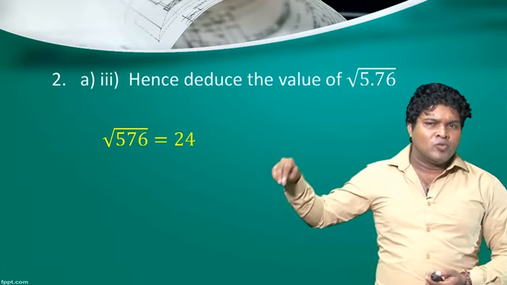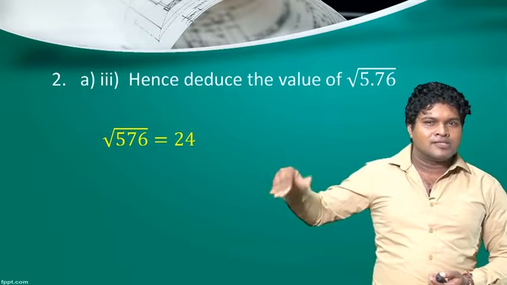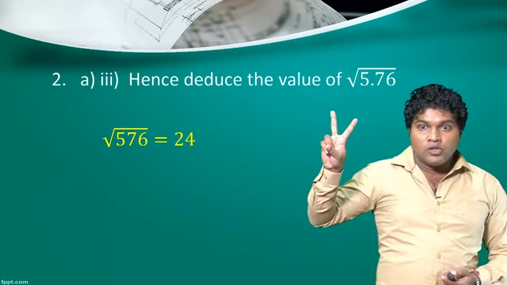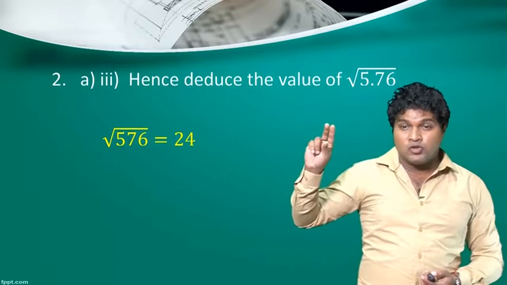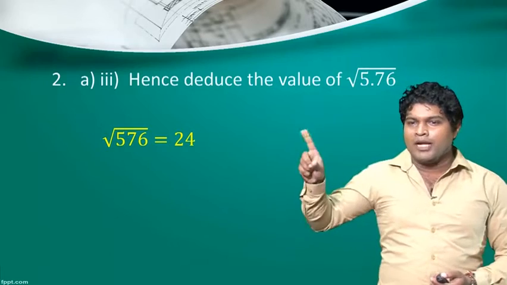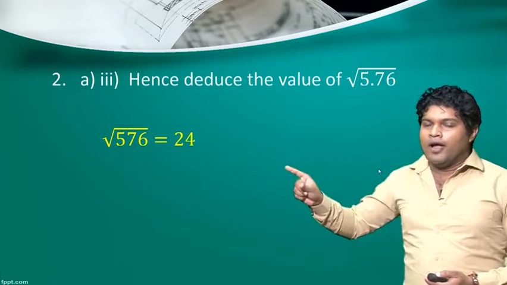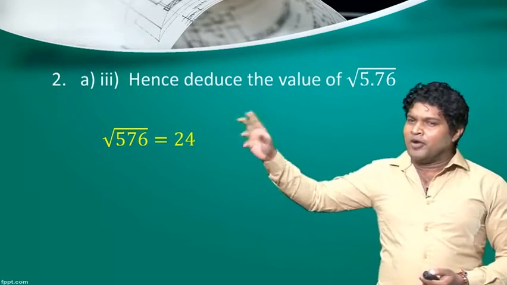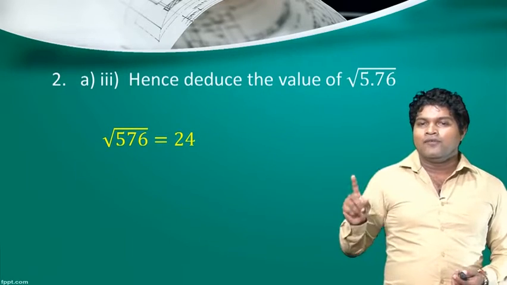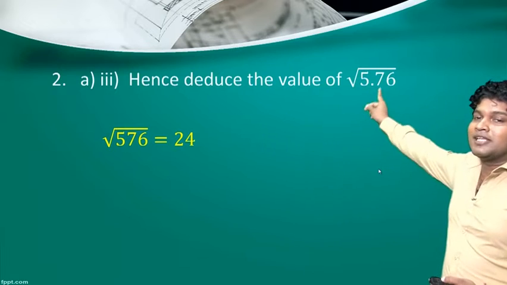That may be 2.4. Then just imagine 2.4 into 2.4. Yes, of course, there are 2 decimal places, my dear students. When you multiply 2.4 into 2.4, that will be 24 into 24, which is 576. You have to keep 2 decimal places at the end. Therefore, there are 2 decimal places in the question itself.